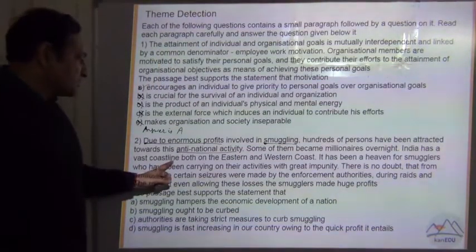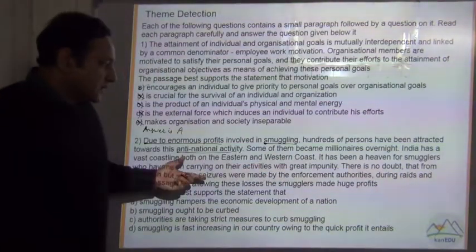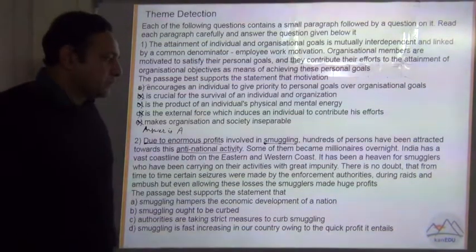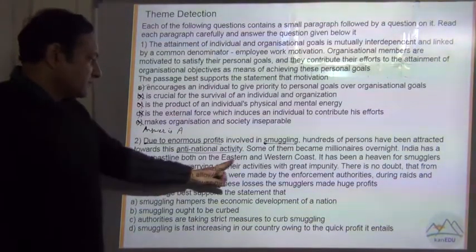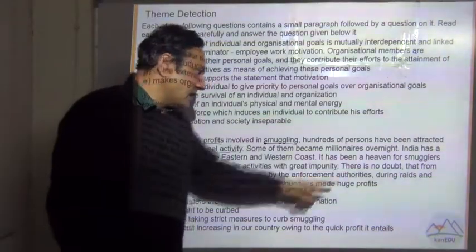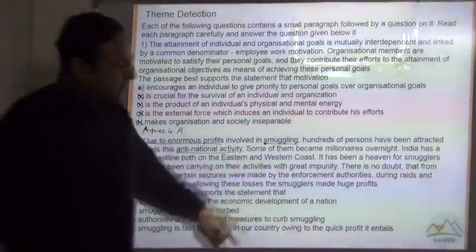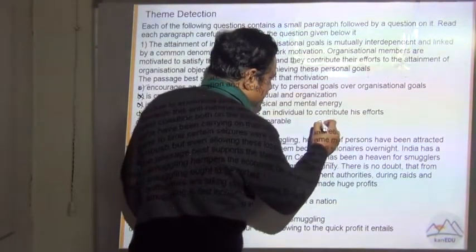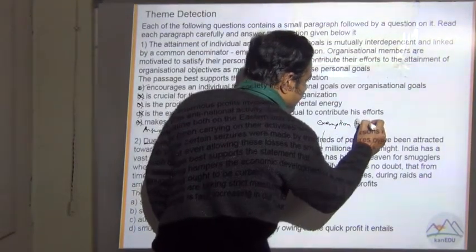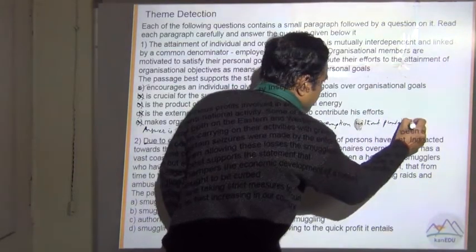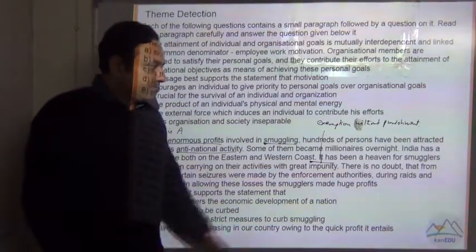India has a vast coastline, both of eastern and western coast. So he is talking about the smuggling that is basically happening on the coastal line, maximum. So that's why he is talking about a vast coastline both of eastern and western coast. It has been a heaven for smugglers who have been carrying on their activities with great impunity. Impunity means exemption without punishment. So the smugglers are exempted, meaning they get off, they don't get the punishment.